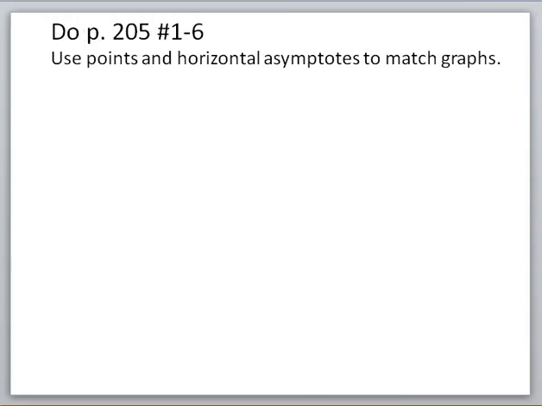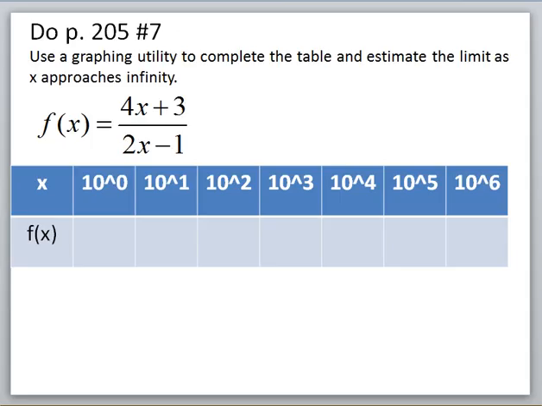These problems, I will be happy to talk about how they match up during class. If you guys will bring that up during class, we can talk about those. Right now, I'm not going to go through each of those matching. I'll just do some more examples. So another way that we can find limits at infinity is by using a graphing calculator.